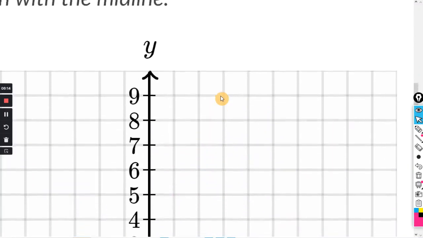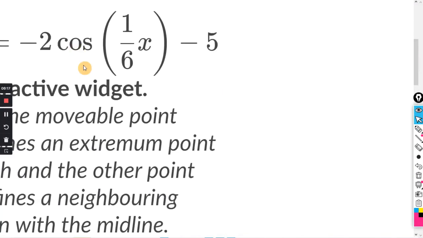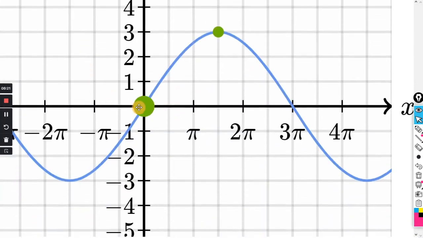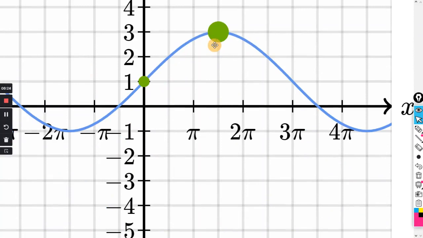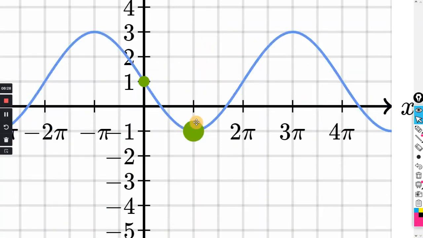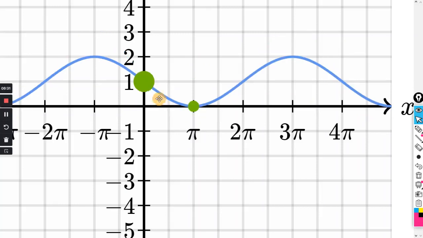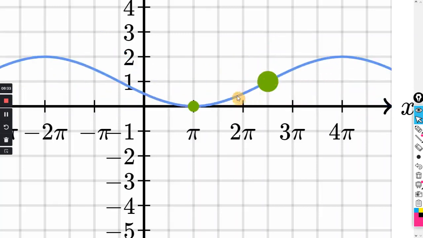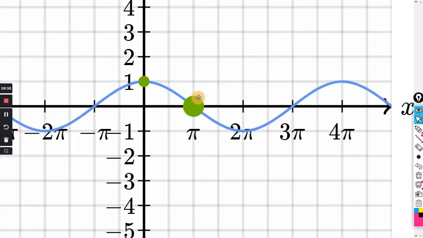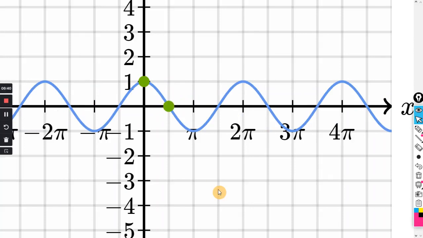Now, I forgot the first step. This is a cosine function, so we want it to match the basic cosine function. The cosine function, you need to be familiar with it. It starts at 1, heads down to the midline, minimum, and then comes back up.